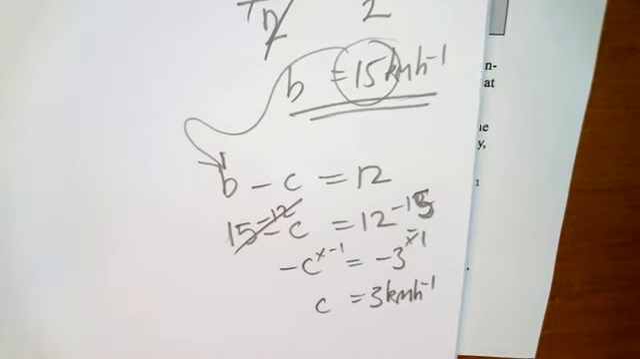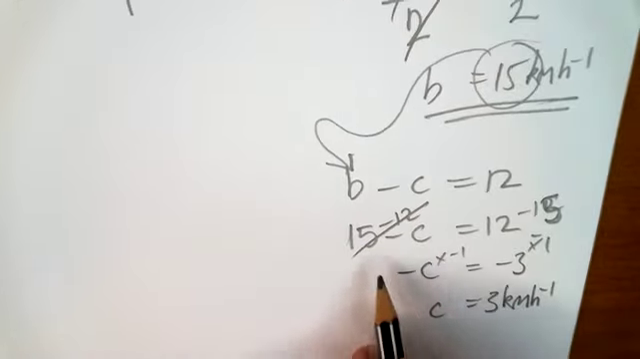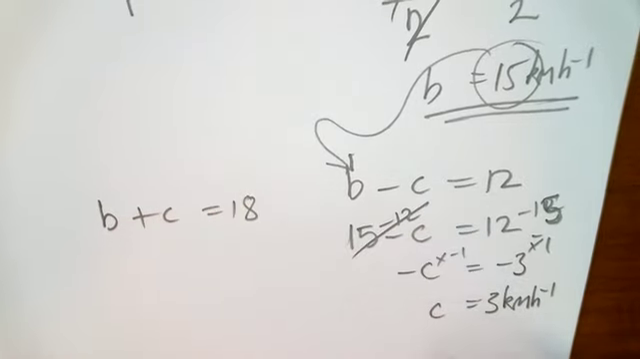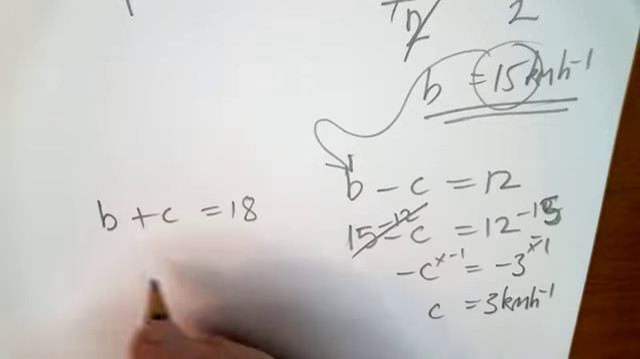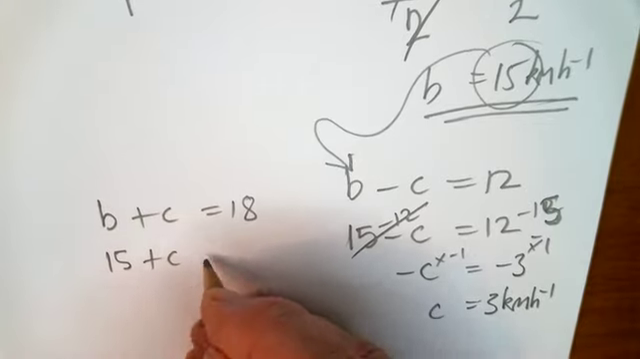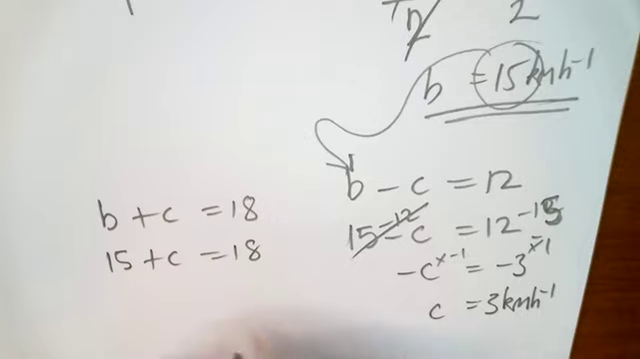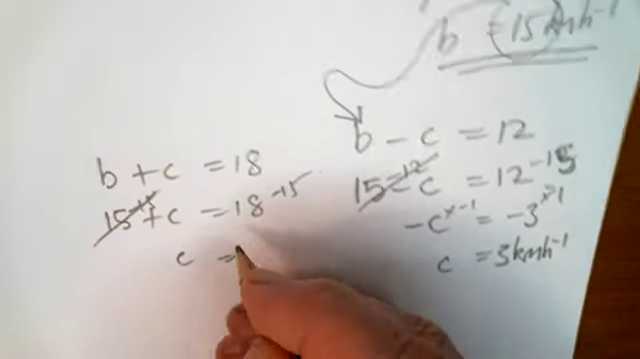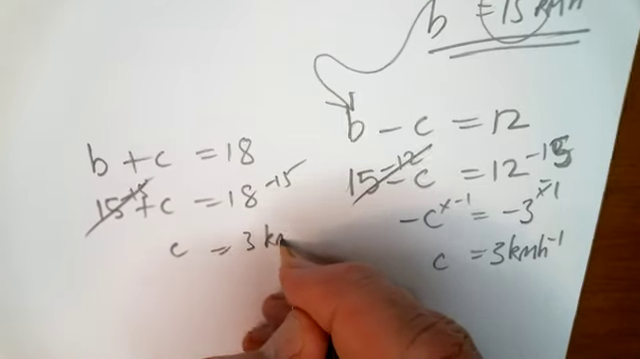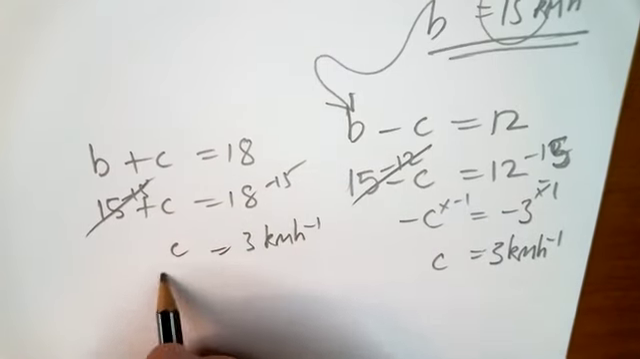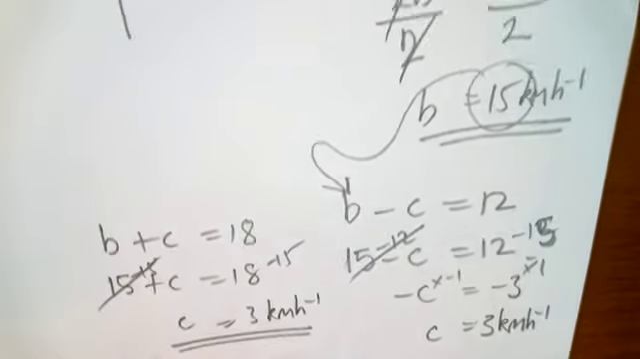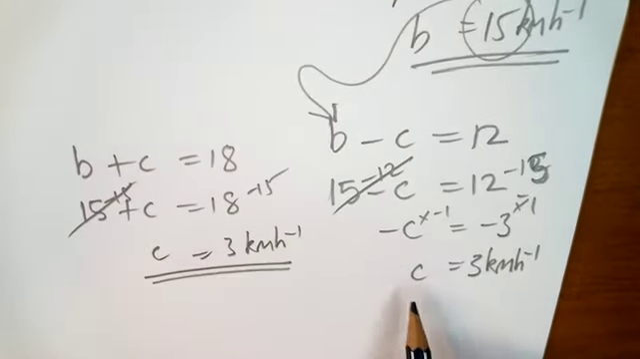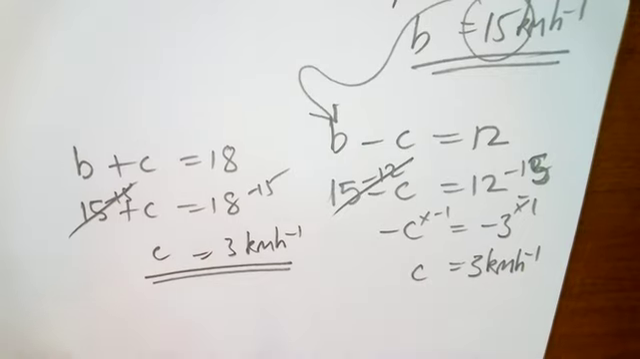You could have done it the other way, which would probably be even better. I'd say B plus C is 18, and I'm going to make the boat, again, 15. So 15 plus C is equal to 18. I'm going to subtract 15 from both sides, and C is automatically 3 kilometers per hour. Probably a better way of doing it, as I don't have to contend with negatives. Nonetheless, we found the boat's going at 15, and we found that the current of the water is going at 3 kilometers per hour.